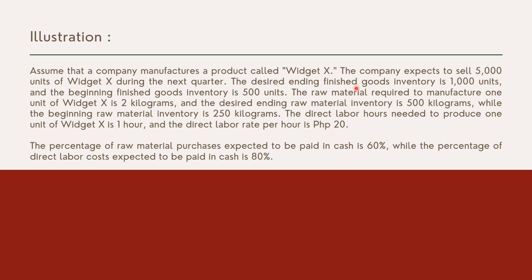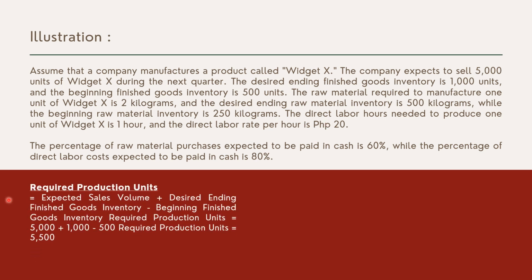Okay. Now, in your arsenal, alam niyo na yung formula. So, ilagay lang natin siya sa tamang placing. To compute, magsisimula tayo sa required production units. The required production units is equivalent to the expected sales volume plus the desired ending finished goods inventory less the beginning finished goods inventory. And then you will get the required production units, which is 5,000 plus 1,000 less 500. So the required production units is 5,500. Okay, 6,000 minus 500.